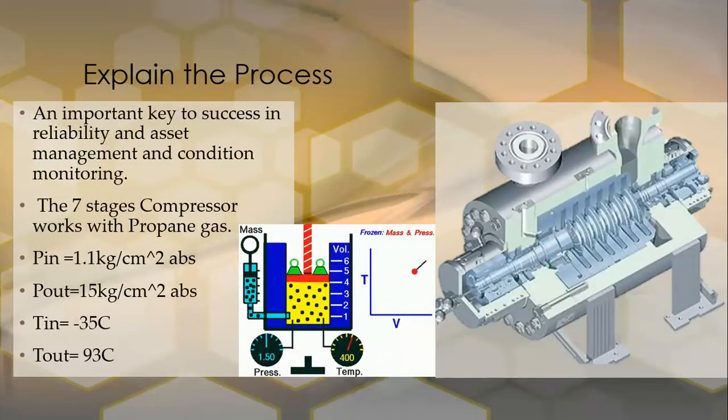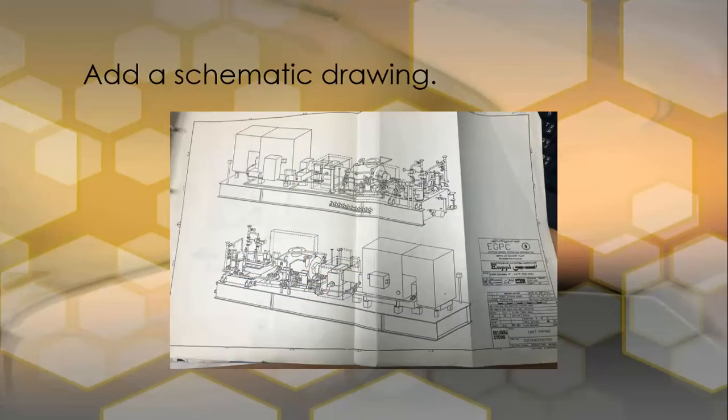Our compressor is a 7-stage centrifugal compressor that works with the following parameters. It works with propane gas with an inlet pressure of about 1.1 kilogram per centimeter square absolute and a discharge pressure of about 15 kilogram per centimeter square absolute. The inlet temperature of the compressor is about minus 35 degrees Celsius and the outlet temperature is about 93 degrees Celsius.